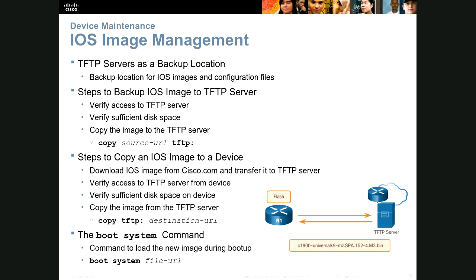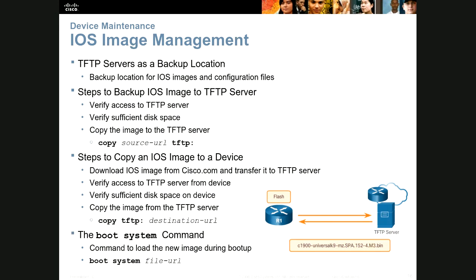I verify that I can ping the TFTP server from my router R1. Make sure there's sufficient disk space in the flash memory of the router itself. And then use the reverse command, which is copy TFTP from the TFTP server to my flash. I would type copy tftp flash, press enter.